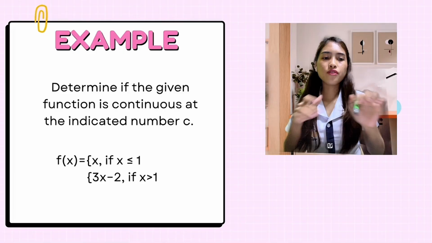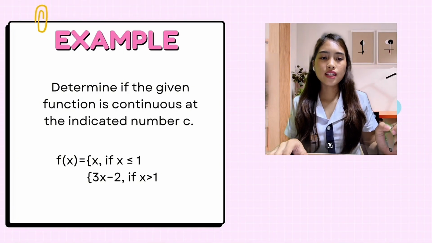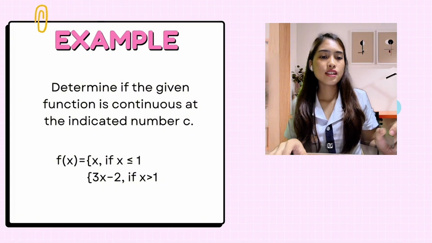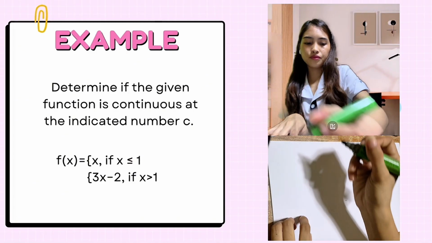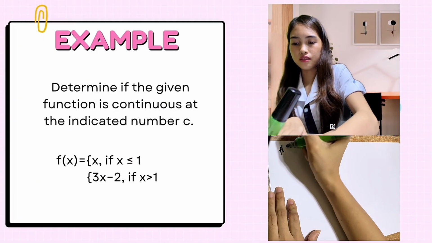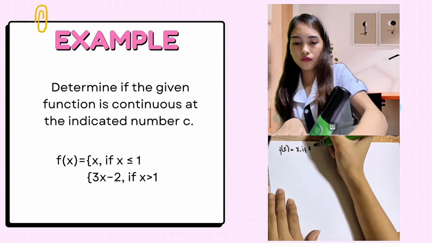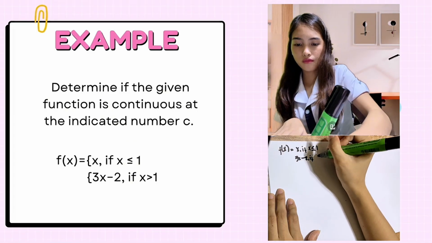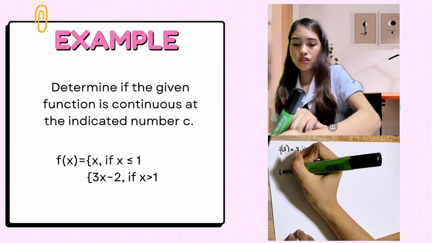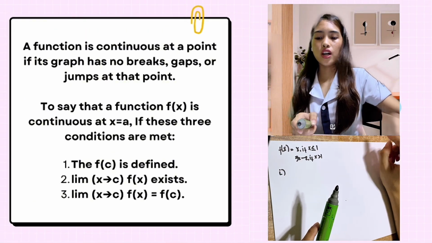Determine if the given function is continuous at the indicated number c. f of x equals x if x is less than or equal to 1, and 3x minus 2 if x is greater than 1. So first, let's input the given. Let's go back to the three conditions. First, f of c is defined.